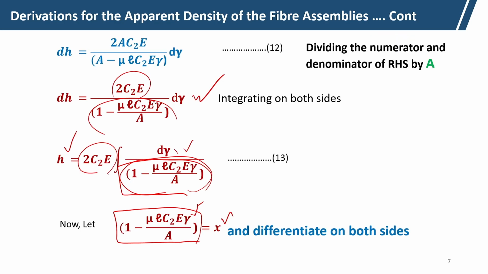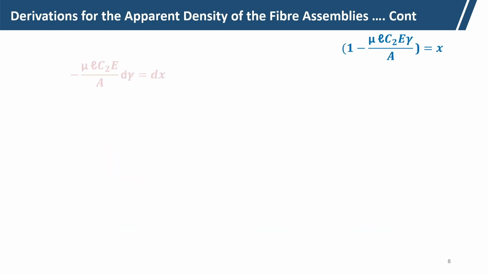We have assumed this is the x. So, we are now trying to differentiate both sides. So, what are we getting? We are getting this dx. So, 1 is considered minus mu L C2 E by A, this is the constant, and dy d gamma equal to dx. So, this is the differential equation we are getting.